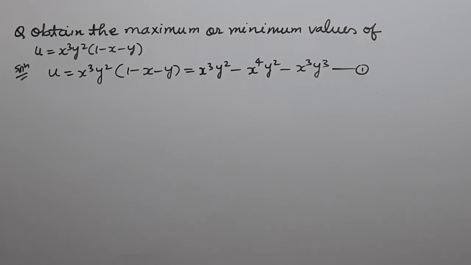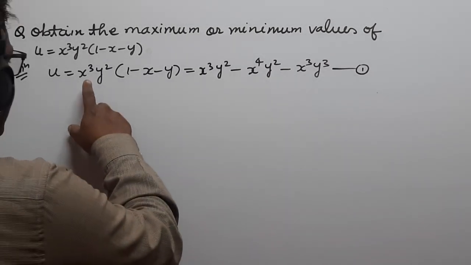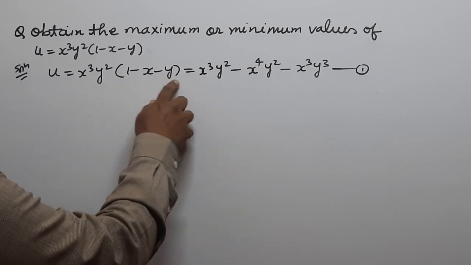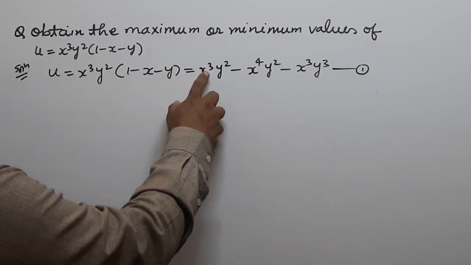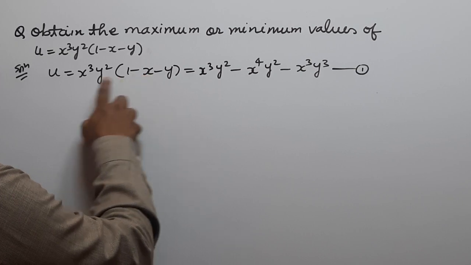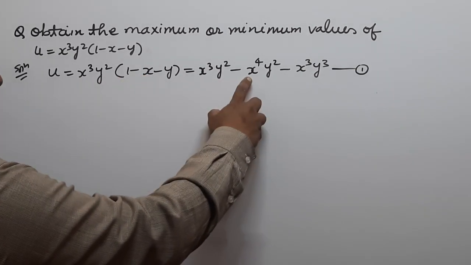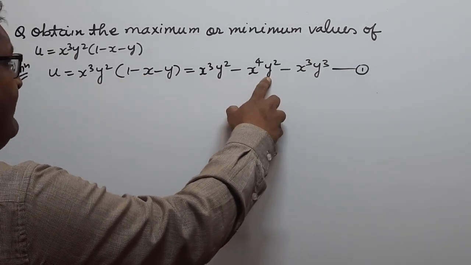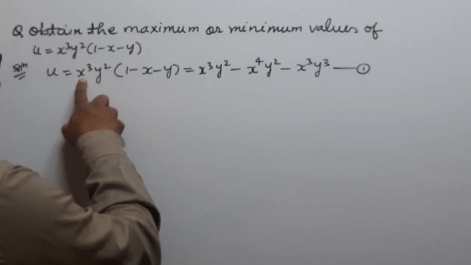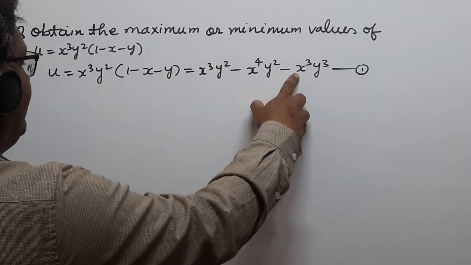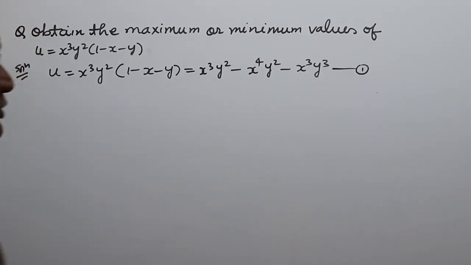Hello friends, here we have to obtain the maximum or minimum values of the given function u equal to x cube y square multiplied by (1 minus x minus y). When we open this bracket, x cube y square multiplied by 1 gives x cube y square, multiplied by minus x gives minus x to the power 4 y square, and multiplied by minus y gives minus x cube y cube.